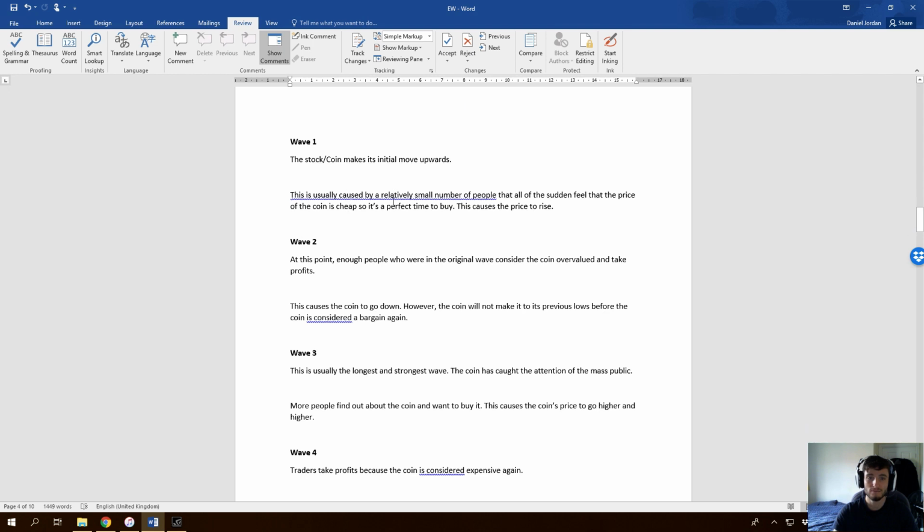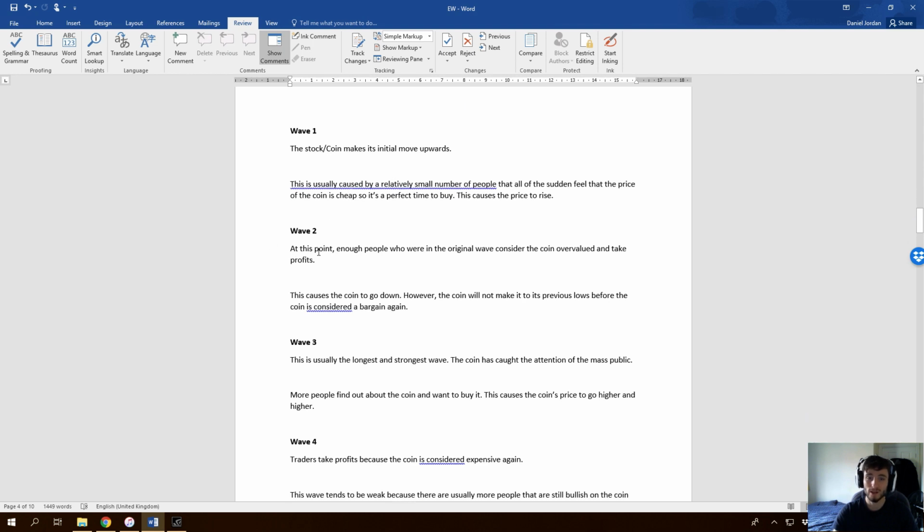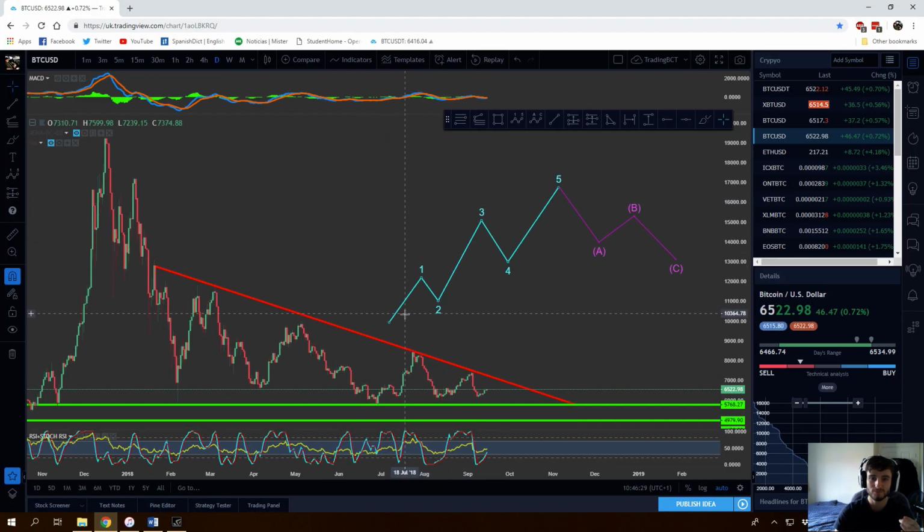Okay, so wave number 2. At this point, enough people who were in the original wave who bought the bottom consider the coin or stock overvalued, and they begin to take profits. This causes the coin to go down. However, the coin will not make it to its previous lows before the coin is considered a bargain again. So you see here, number 2, we got the wave 1 up, and then this is where people that bought down here want to start taking profits. Always people take profits in any trading.